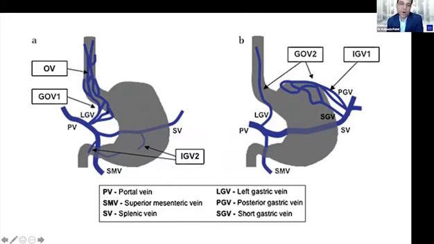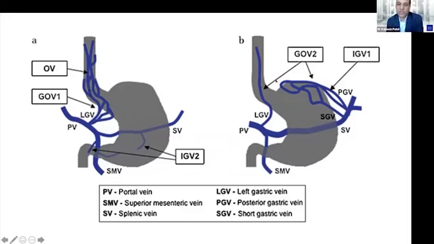They can form off of the left gastric and behave similarly to GOV1s, and usually those are very much right along the GE junction here. But more frequently, they're fed from the short gastric or posterior gastric veins over here. And so these tend to be broader, wider based complexes compared to the more linear ones that we see that are fed from here.